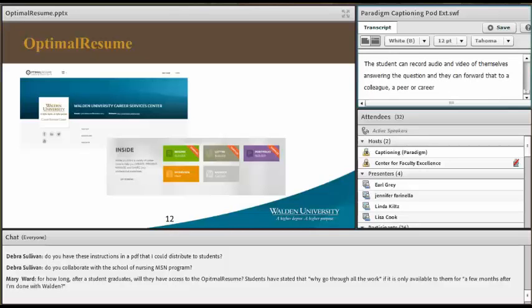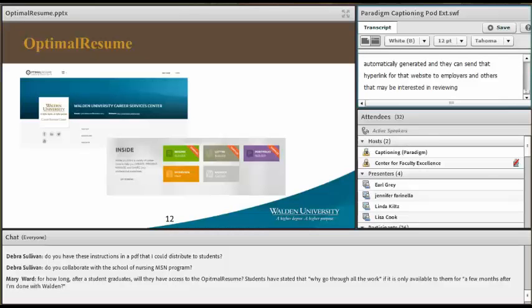And then, as Linda said, they can put all these other components, the resume, the letter, and the ePortfolio, into their own personalized website, which is made up of the other OptimalResume materials. The hyperlink is automatically generated, and they can send that hyperlink for that website to employers and others who might be interested in reviewing it. So that's a quick overview of the system.